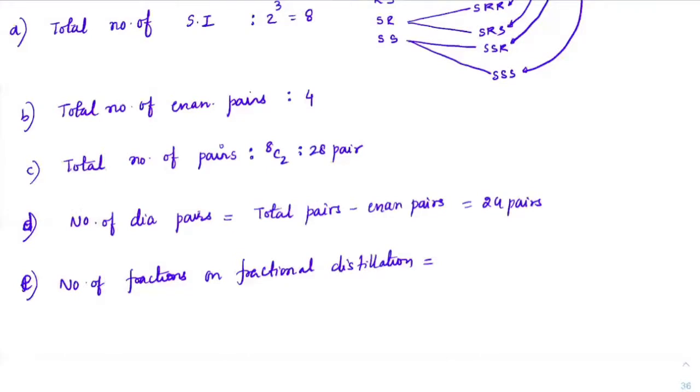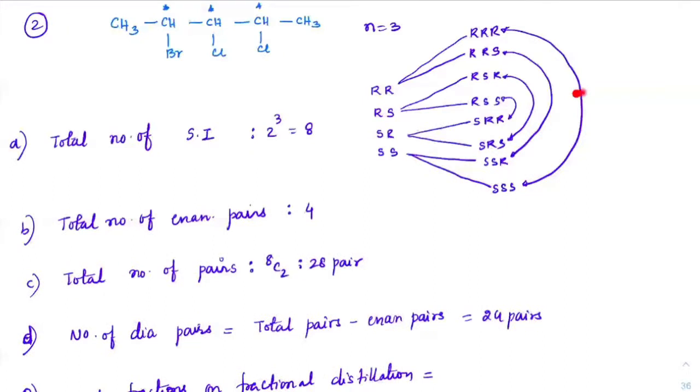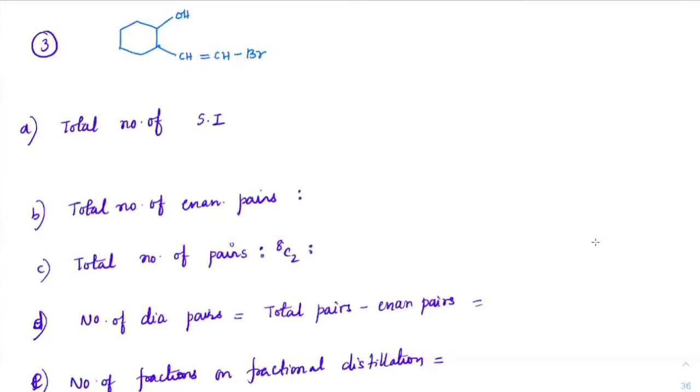Number of fractions you can get? 4, sir. 4. You can check from here, because you cannot separate these enantiomers, so only 4 different pairs. Answers, answers. Not so late. You have to do it so fast. Come on.